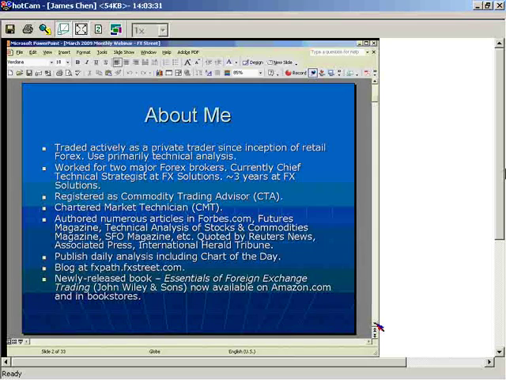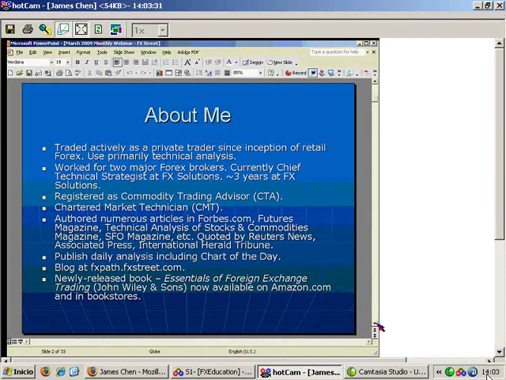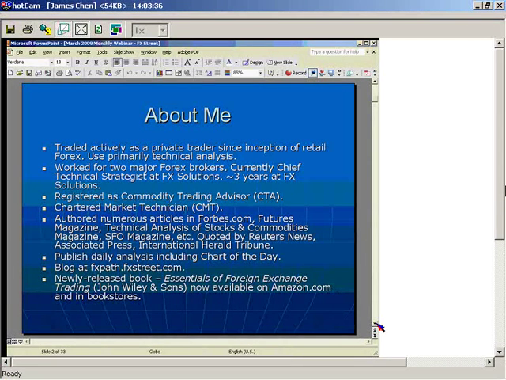I'm also a chartered market technician, which is the designation for technical analysts, at least here in the States, but also internationally. If you want to take a look at how you become a chartered market technician, you can go to www.mta.org, and that is the Market Technicians Association.